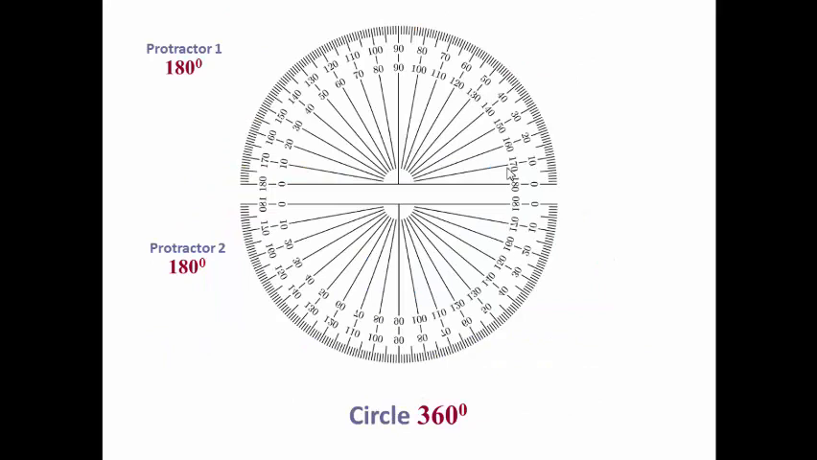Last session we mentioned that if you have a circle, inside this circle you find two protractors. I have the first protractor right here, and we have the second protractor right here. Each one of these protractors consists of 180 degrees, and together they act as one cyclic protractor of 360 degrees.